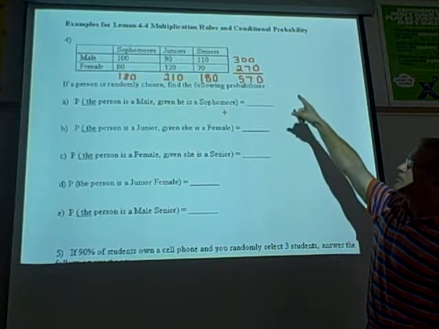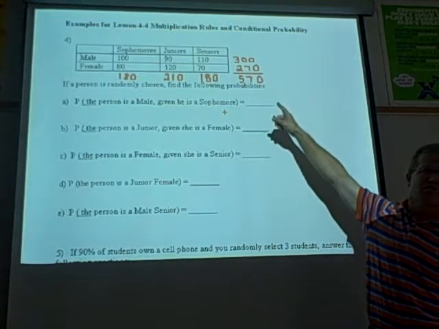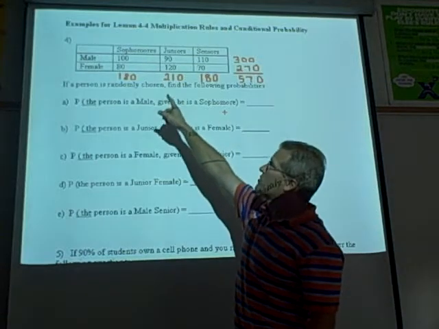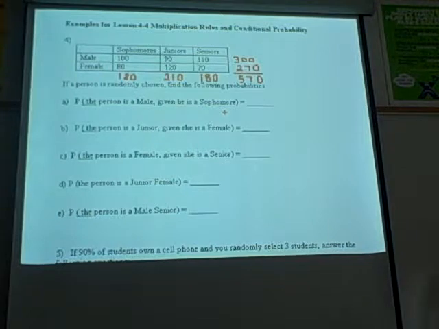I totaled the females, 270 females. I totaled those numbers, we have a total of 570 students. And I also totaled the sophomores, juniors, and seniors, and you can see their respective totals there. Now, this is called conditional probability because there's going to be some conditions given. For example, first part here, if a person is randomly chosen, find the following probabilities.